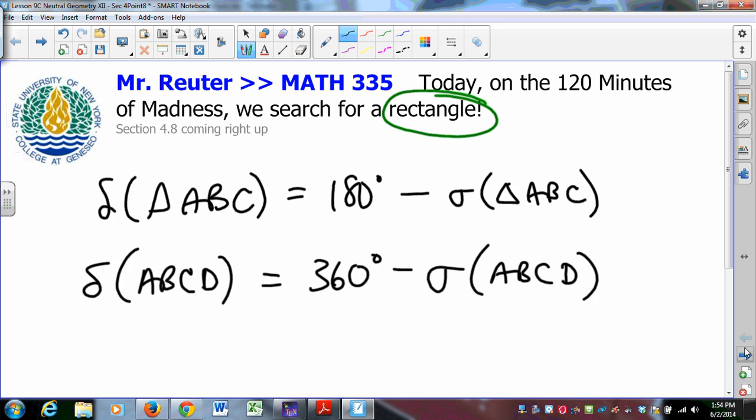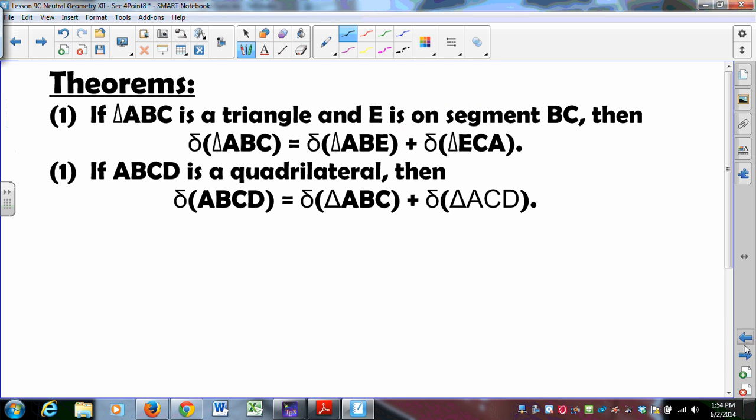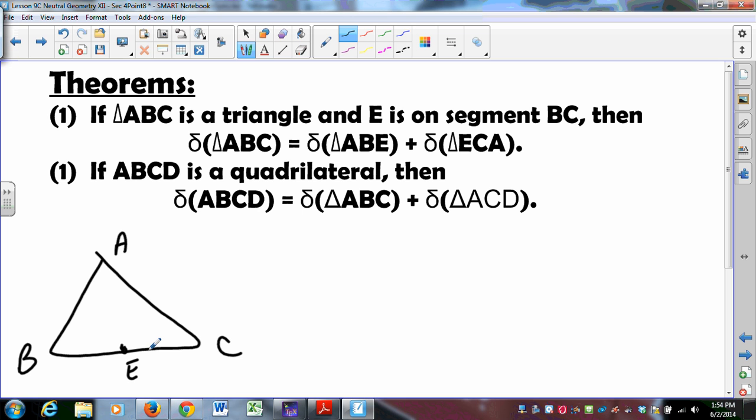Okay, a couple of things that I'll want you to prove when we get together. And they are both labeled Theorem 1 because my editing was terrible. If ABC is a triangle and E is on segment BC, then the defect for triangle ABC is the defect of triangle ABE plus the defect of triangle ECA. That should almost be easy for you to prove.